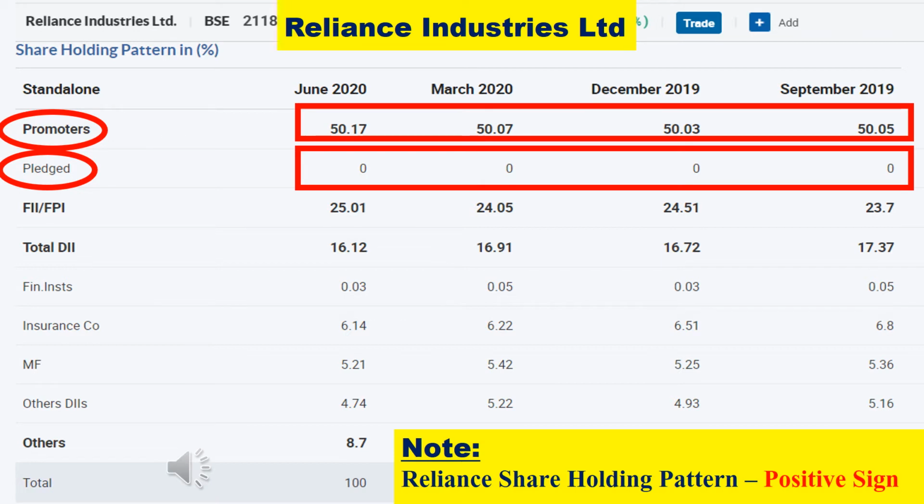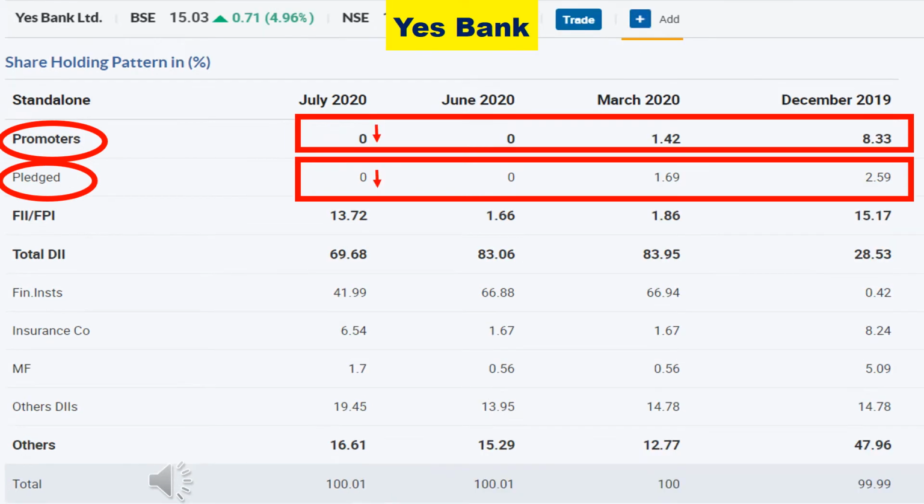Now, we will check the Reliance Industries Limited shareholding pattern. In Reliance Industries Limited, promoter holding is maintained at an average of 50%. Next, shares are not pledged. So, in Reliance Industries Limited, the shareholding pattern parameter is a positive sign. Now, I have opened the shareholding pattern of Yes Bank. In Yes Bank, at present, promoter holding has become 0 and also no shares are pledged.